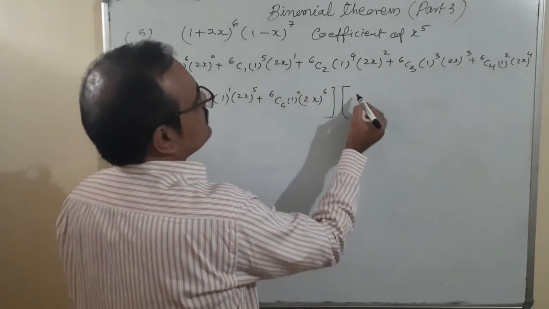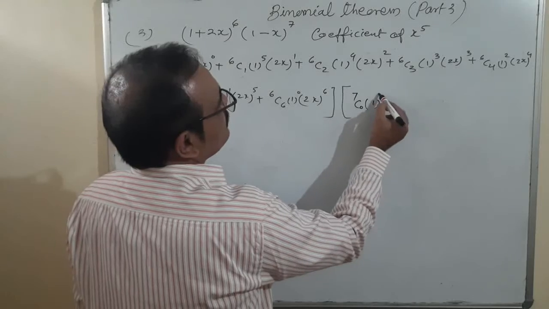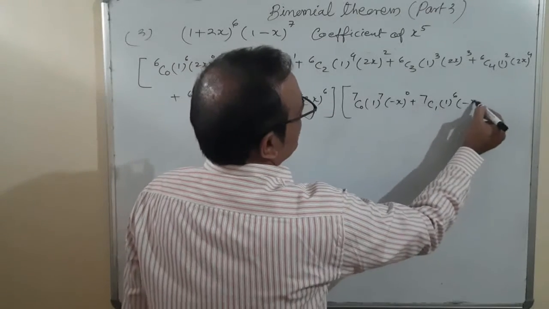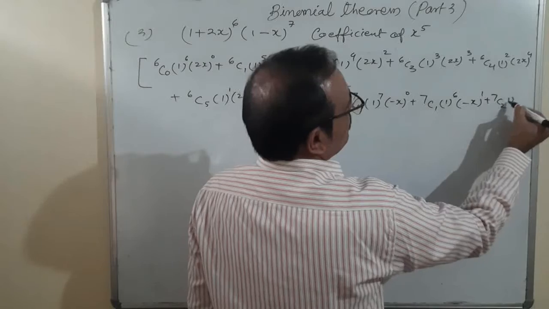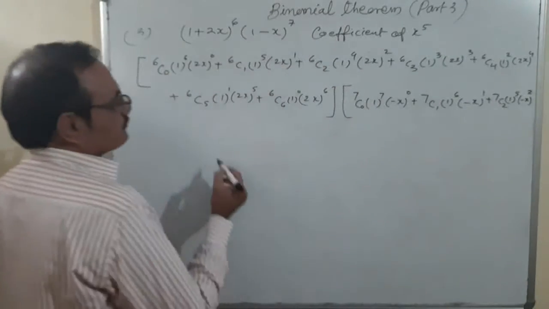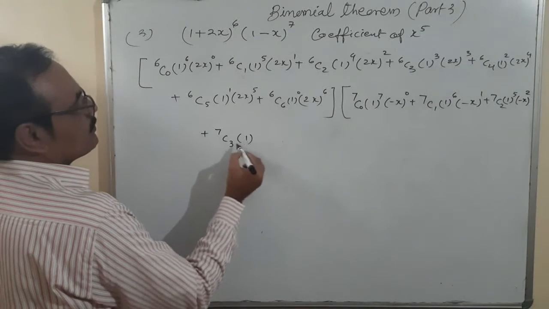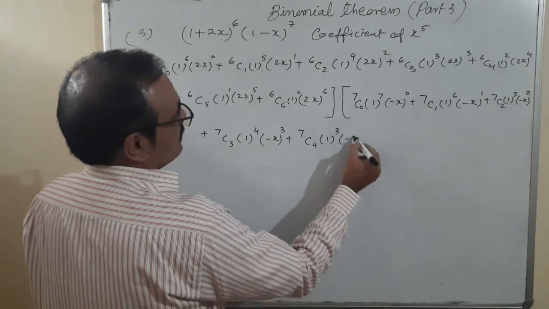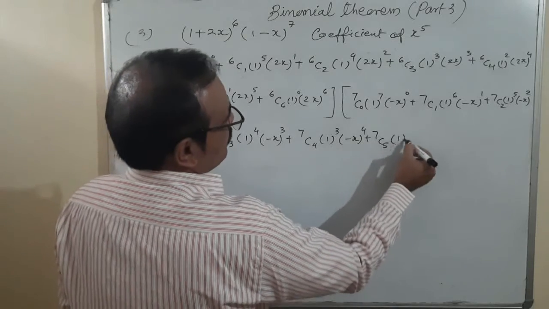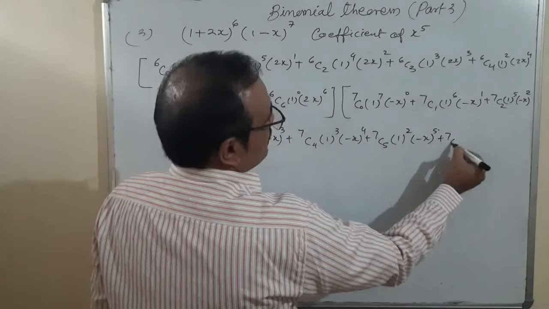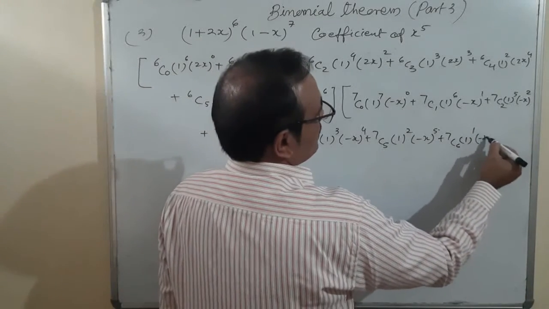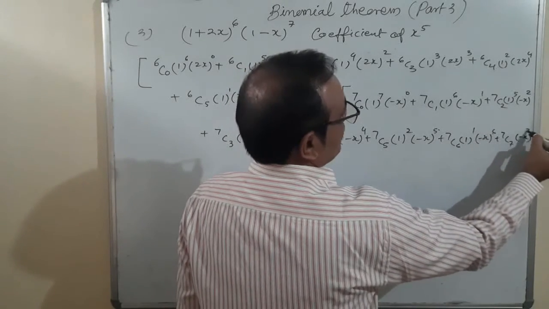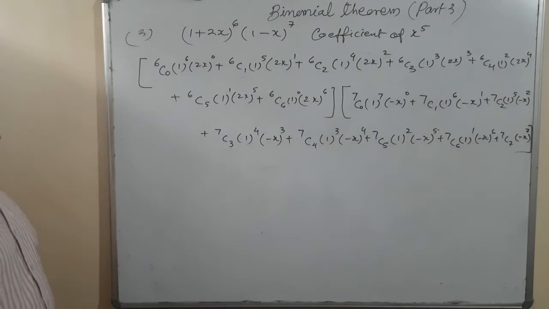So expansion of this also, 7C0, 1 to the power 7 minus 0, that is 7, minus x to the power 0, plus 7C1, 1 to the power 6, minus x to the power 1, plus 7C2, 1 to the power 5, minus x to the power 2, plus 7C3, 1 to the power 4, minus x to the power 3, plus 7C4, 1 to the power 3, minus x to the power 4, 7C5, 1 to the power 2, minus x to the power 5, 7C6, 1 to the power 1, minus x to the power 6, and last 7C7, 1 to the power 0, and minus x to the power 7. Okay. This is the expansion of both the terms.